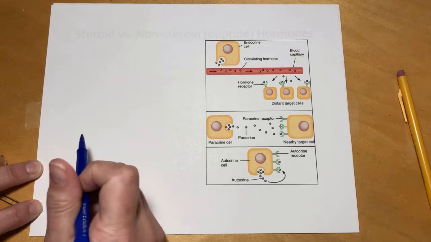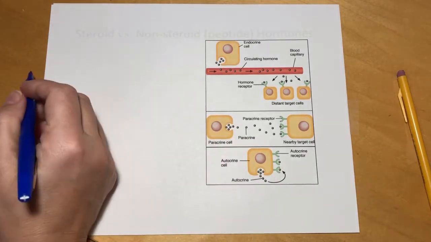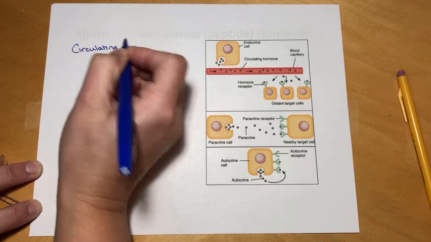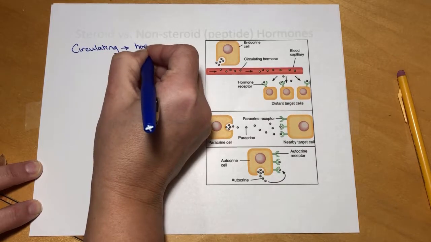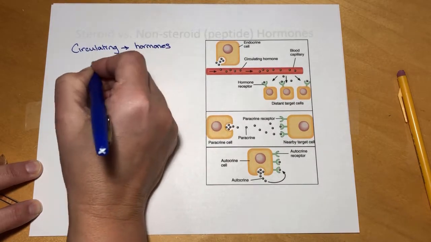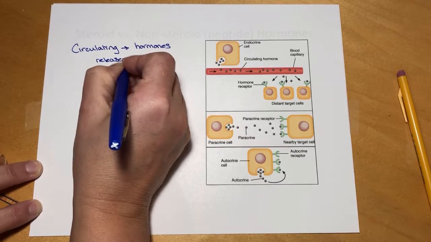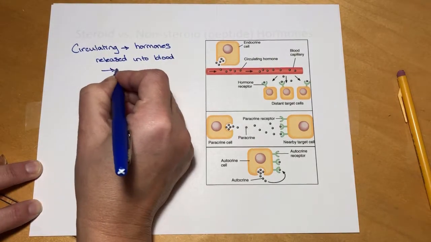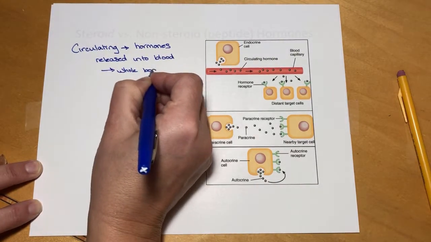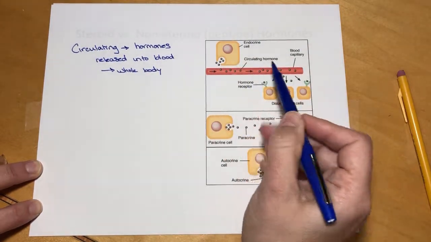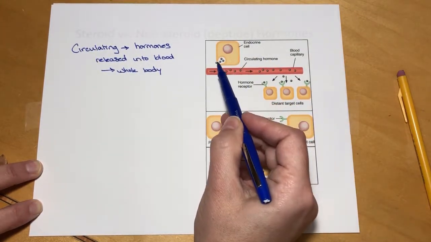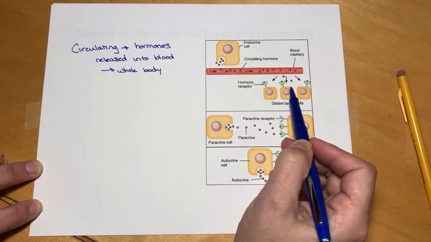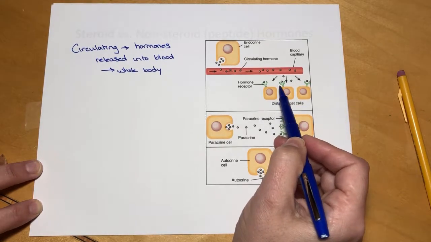There are 3 different mechanisms of hormone action, one of which is called the circulating hormones. And this is what I've been talking about so far. This is where the hormone is released into the blood, and they circulate throughout the whole body. This is the most common type of hormone. And you can see that here. Here's our endocrine cell. We're releasing the hormone into the bloodstream, and it's moving through the body and binding to any target cells that have the correct receptor.